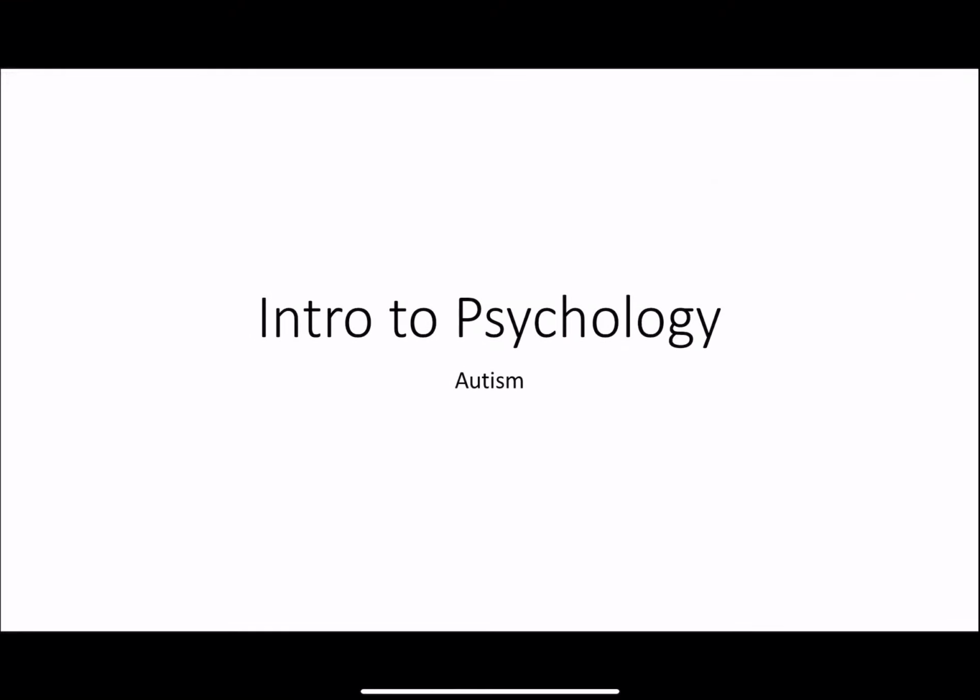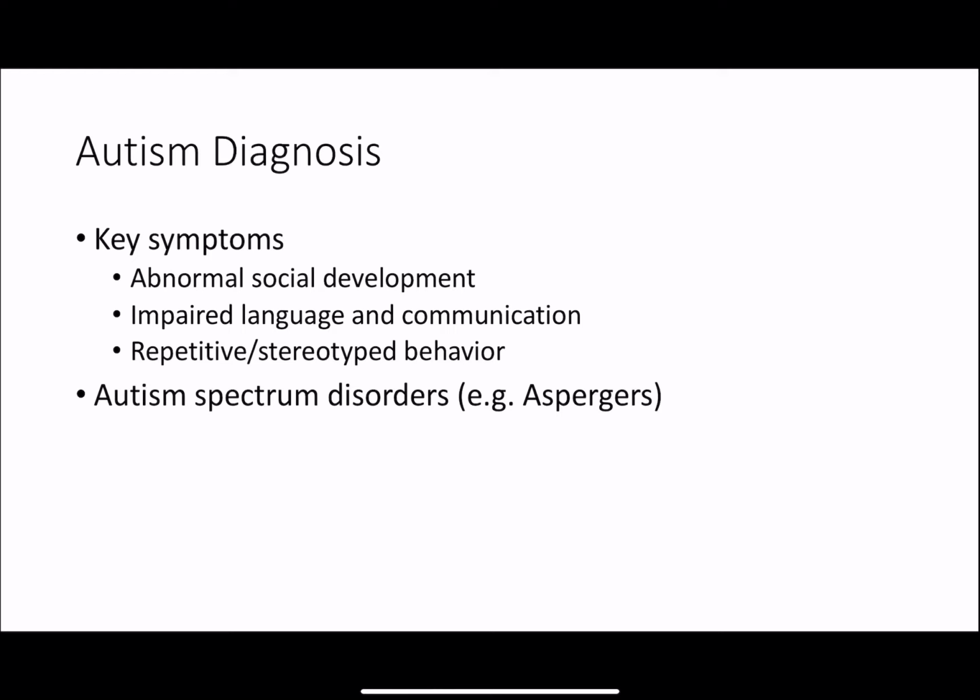This section of lecture will cover autism. And so autism is a childhood disorder that really has two key symptoms. They are abnormal social development, impaired language and communication, and repetitive and stereotyped behavior. So in terms of social development, individuals with autism tend to struggle to form relationships, respond to social cues, and share experiences with others.